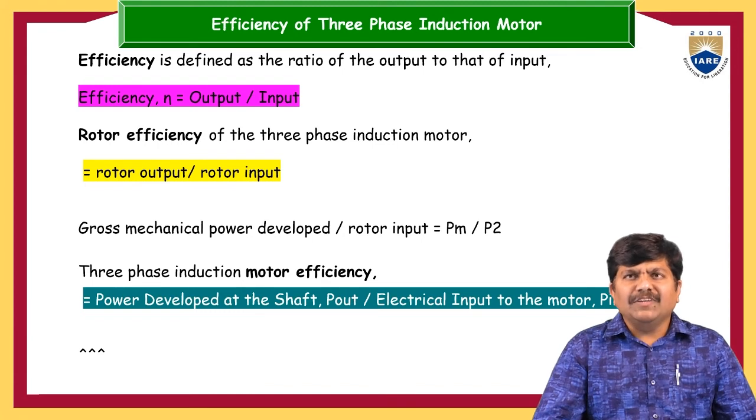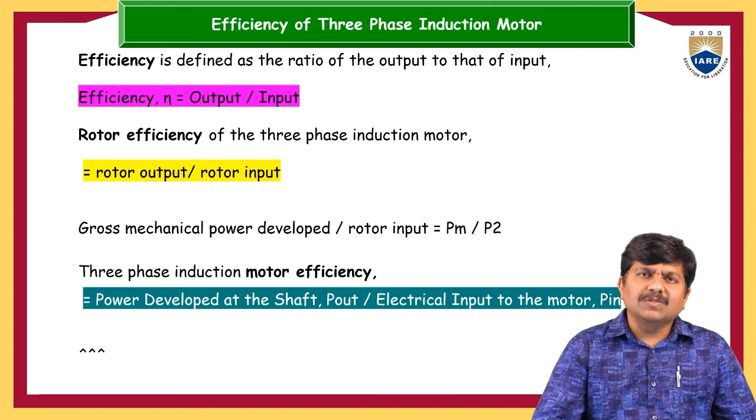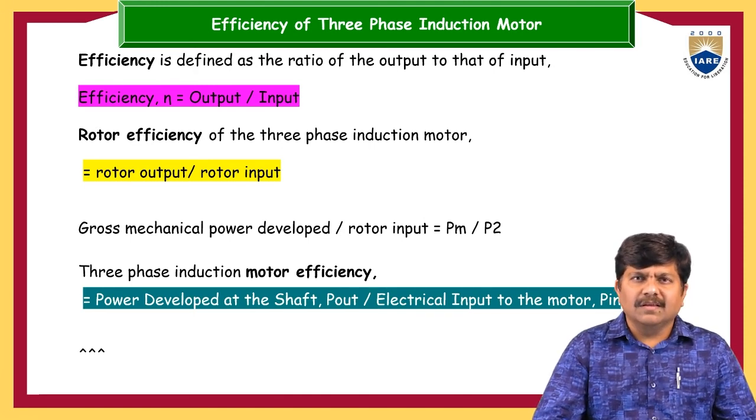Now finally, what is the efficiency? Efficiency is defined as the ratio of the output power to the input power. So efficiency is nothing but the output power to the input power. Here, across every component, across the shaft, across the rotor, across the stator, everywhere you can easily calculate the efficiency if it is asked.